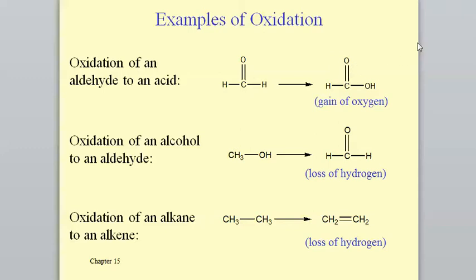That last reaction doesn't involve oxygen at all, and yet it can be classified as oxidation because it is a loss of hydrogen. That happens when alkanes are turned into the corresponding alkene. So that is another process that we've seen before. We just haven't referred to it as oxidation, but now we can incorporate it into this general idea.